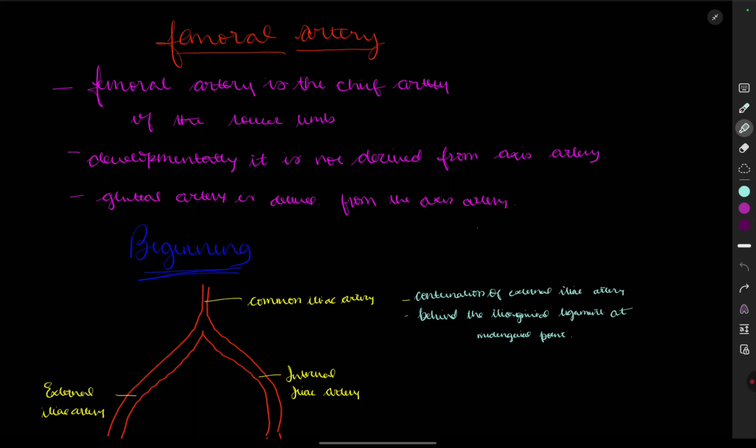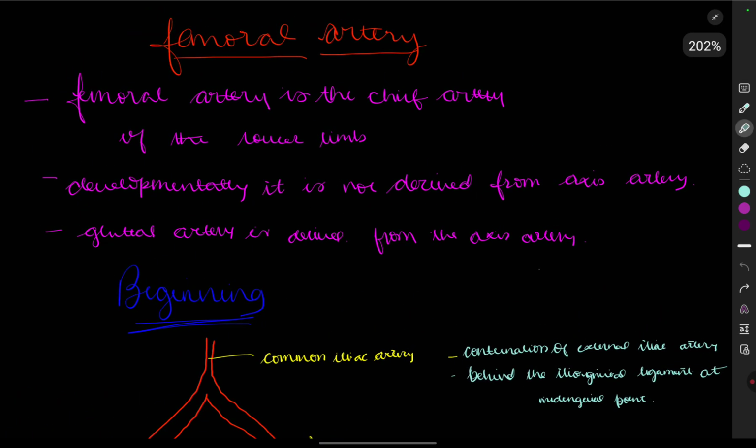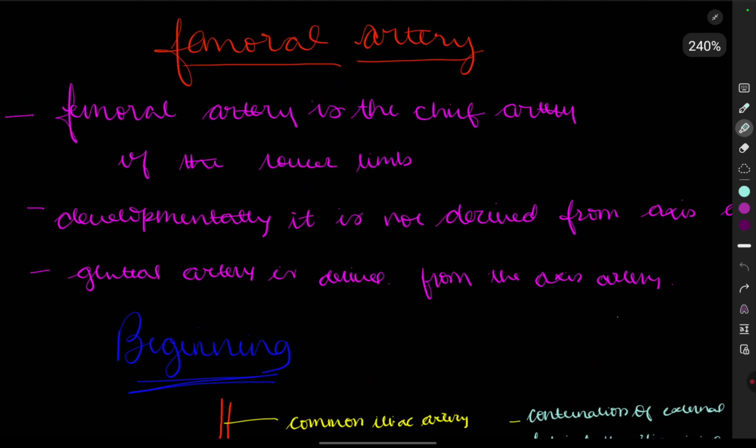These topics are very important because they can easily be asked for 10 marks or 5 marks. The definition and then the course, extent, beginning, termination, branches and boundaries. So let us start with the femoral artery first, then we'll go to the femoral vein and then end with the femoral nerve. Femoral artery, the definition.